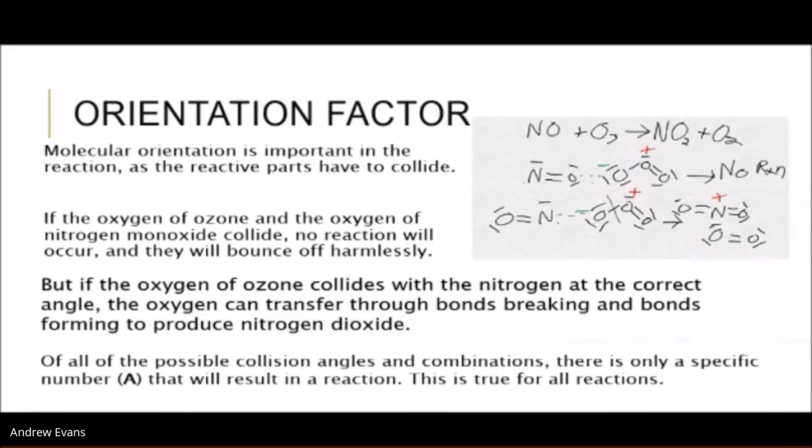But if the oxygen and the ozone collide with the nitrogen at the correct angle, the oxygen can transfer. So they need to be bouncing around and hit at just the right angle for this transfer to happen. So this is going to play a part, but we're not typically going to measure that. That's a little bit harder to measure. But of all the possible collision angles, there's a set amount which we're going to call A. That's the orientation factor. And this is true for all reactions. There's a set amount of collisions that are viable based on the orientation.